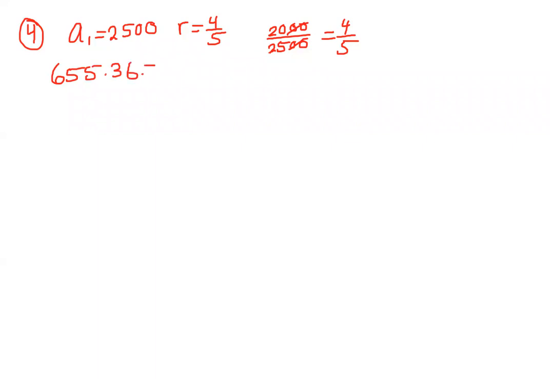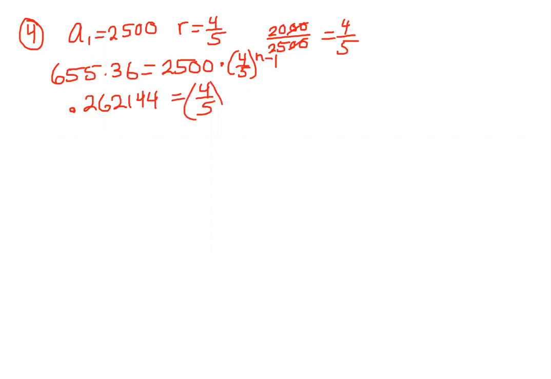655.36 equals 2500 times 4/5 to the n minus 1. So we're going to divide by 2500, and you get, well, I'm going to do it on my calculator to make sure that I have it correct. We're going to say 655.36 divided by 2500, and we get 0.262144 equals 4/5 to the n minus 1.